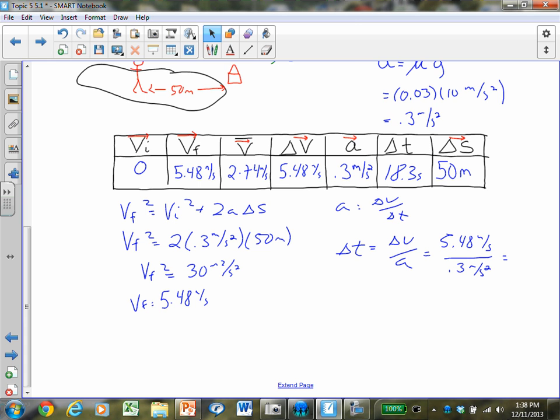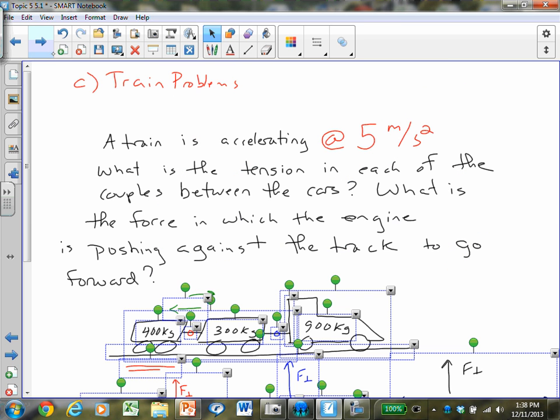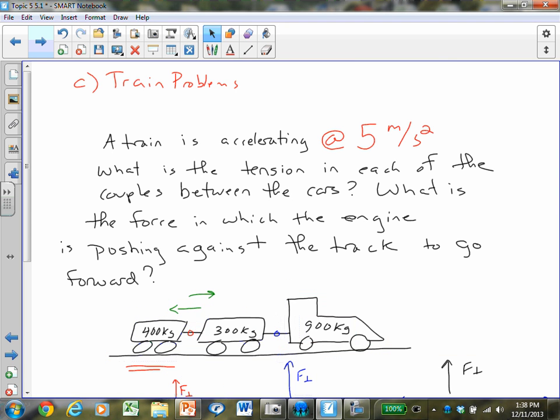The third type of horizontal dynamic problems are train problems. And the train on the track has very little friction between the cars and the wheels.